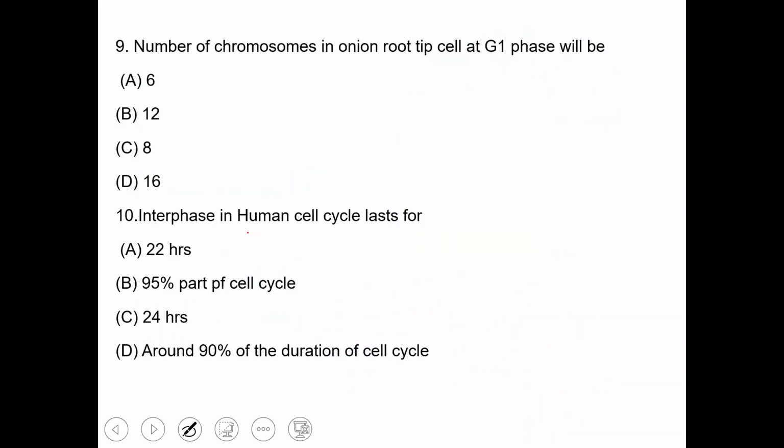Next question. The number of chromosomes in onion root tip cell at G1 phase will be what? So first we need to understand what will be the number of chromosomes in an onion root tip cell, especially in a plant cell. Even in plant cells, the number of chromosomes goes on varying. So let's look into the chromosomal number. The chromosomal number for an onion root tip will be 16. Okay, it's a diploid number.